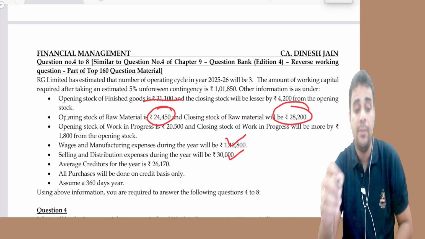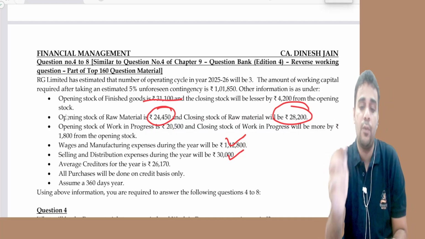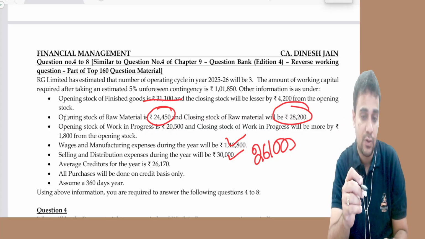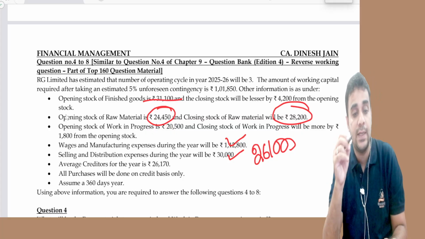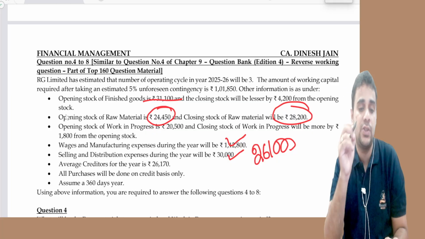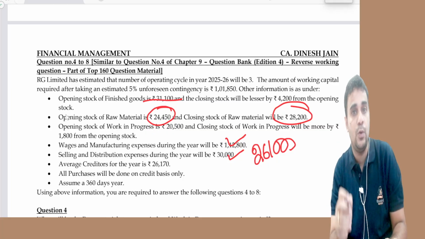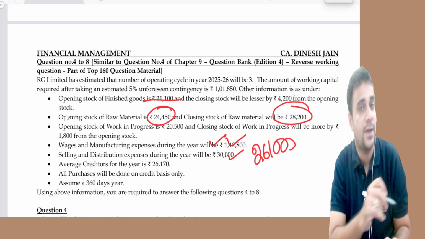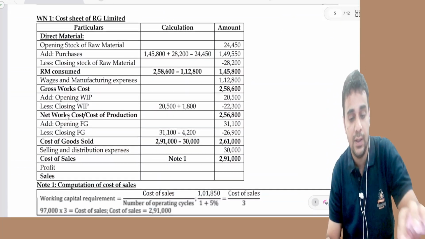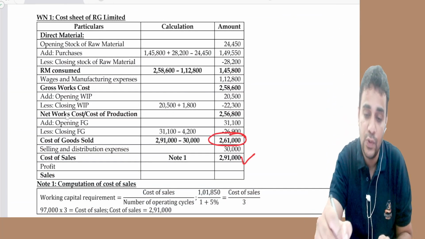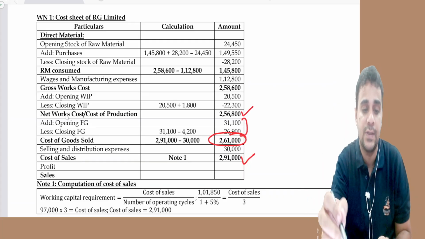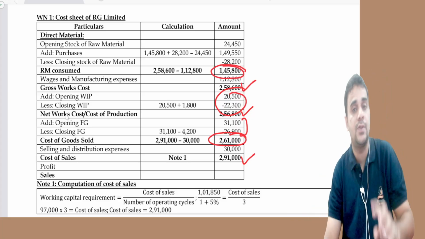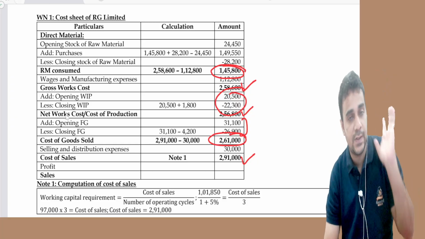Selling expense. So from the COS, if you go back in the reverse order, 261 is COGS. From 261, if you adjust opening stock of FG and closing stock of FG, you will get COP. From COP, if you adjust opening WIP, closing WIP, you will get gross works cost. From there, if you subtract wages and manufacturing expenses, you will get raw material consumed. So you see here, started with 291, 261, adjusted inventory 256, adjusted WIP 258, adjusted wages and manufacturing, raw material consumed, opening stock, closing stock is given, purchases, balancing figure.